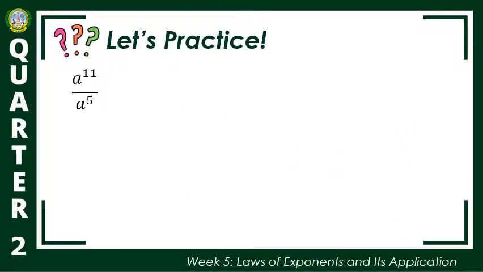Okay, first example. What is a raised to 11 divided by a raised to 5? So, applying the quotient law of exponents, we have a raised to 11 minus 5, and 11 minus 5 is equal to 6. Therefore, the answer is a raised to the power of 6.